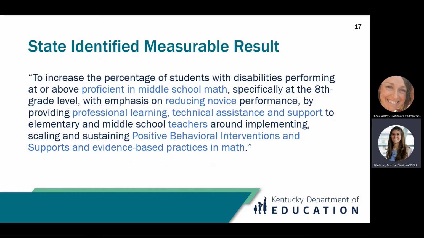Also, as part of the SIP, we want to provide an emphasis on reducing novice performance because we know we have to reduce novice first before we can accomplish proficiency. And so we're going to do this by providing professional learning, technical assistance, and support, so that we're supporting elementary and middle school teachers around implementing, scaling, and sustaining positive behavioral interventions and supports and evidence-based practices in math. The state identified measurable result really helps to support several indicators within the SPP APR. As I mentioned earlier, indicators 1 and 2, high school graduation and dropout. And this can also help to support indicator 14 in terms of post-school transition, as well as ensuring that students are prepared in mathematics once they graduate.